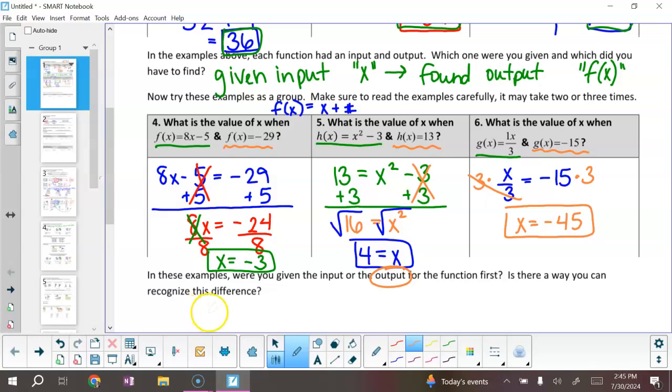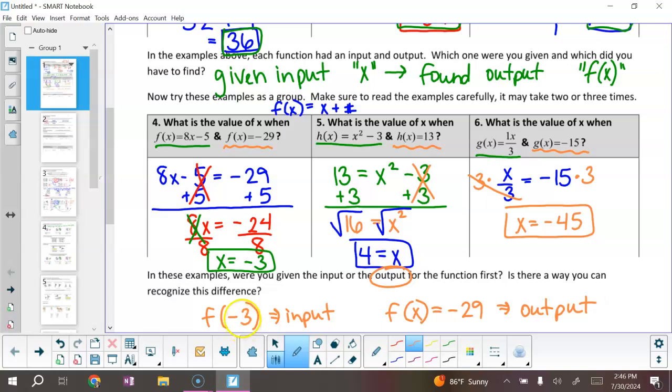They didn't give us this. Like if they had said f of negative 3 equals something, that would have been your input, because that would have been what we plugged in to the x. So this would have been your input, where this, I'm going to draw an arrow here. I don't want to confuse you with a lot of equal signs there. That would be your output. So I'm hoping you recognize the difference here with how they're written.